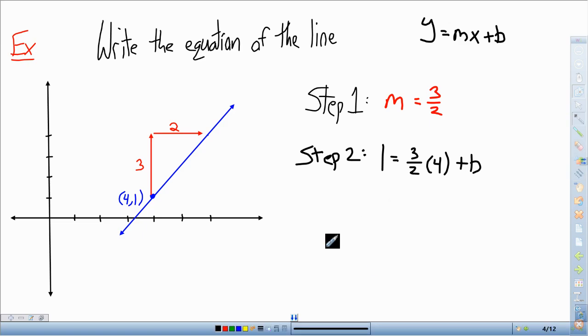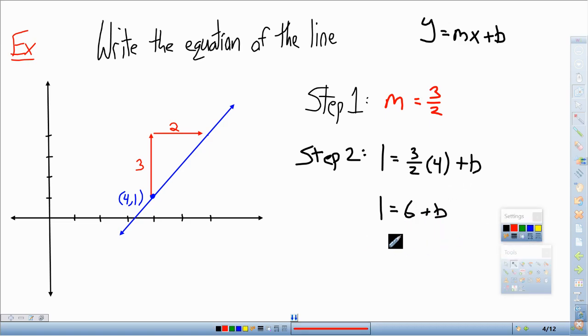So we have some simplifying. So 1 equals, here when we do 3 over 2 times 4, remember the 4 is multiplied by the 3 and then divided by the 2. So 4 times 3 is 12. 12 divided by 2 is 6. And then plus b.